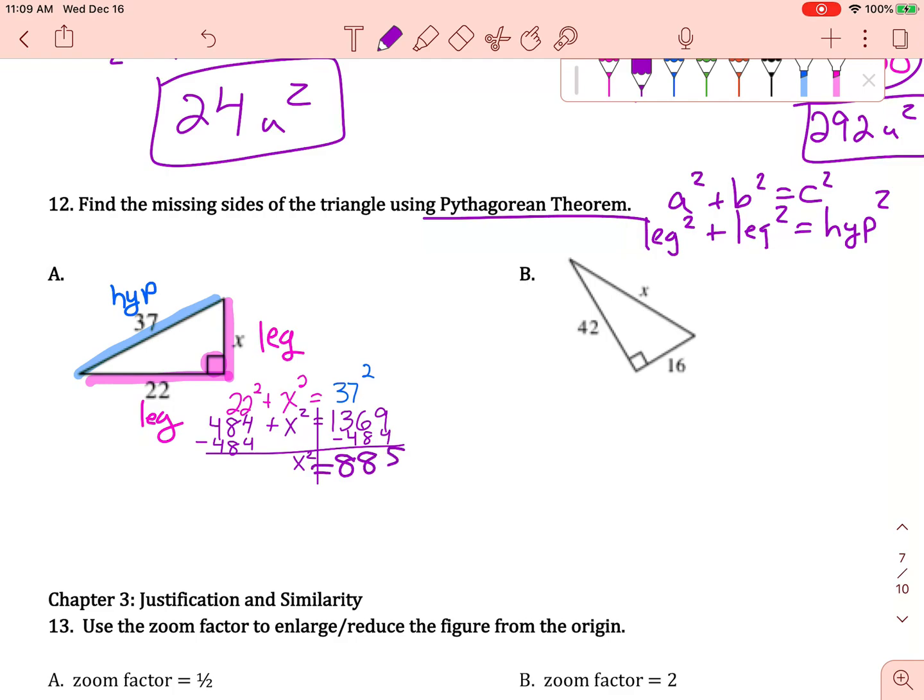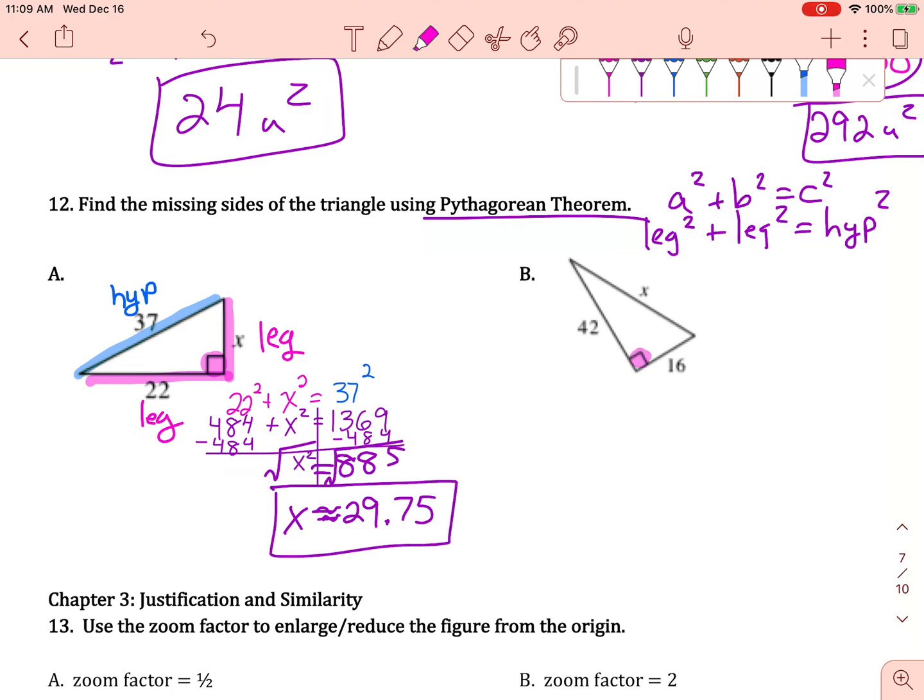And then keep in mind, to undo squaring, you have to take the square root of each side. So you're actually typing in your calculator the square root of 885. Practice doing that now and make sure you're getting the same answer as me. So I got 29.75 approximately, as my missing leg.